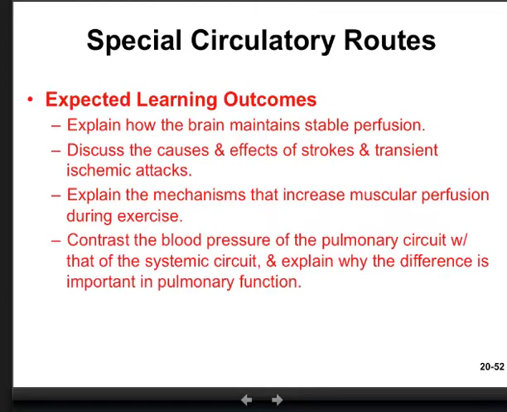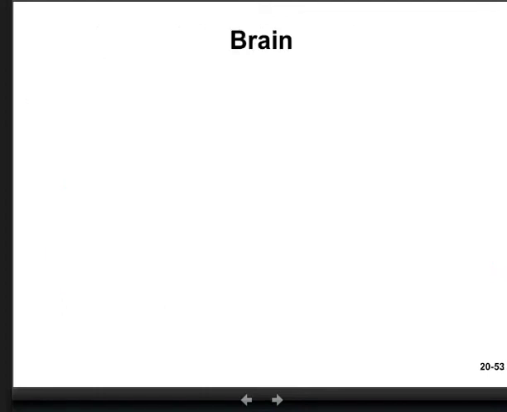We'll contrast the blood pressure of the pulmonary circuit with that of the systemic, and we'll explain why the difference is important in pulmonary function.